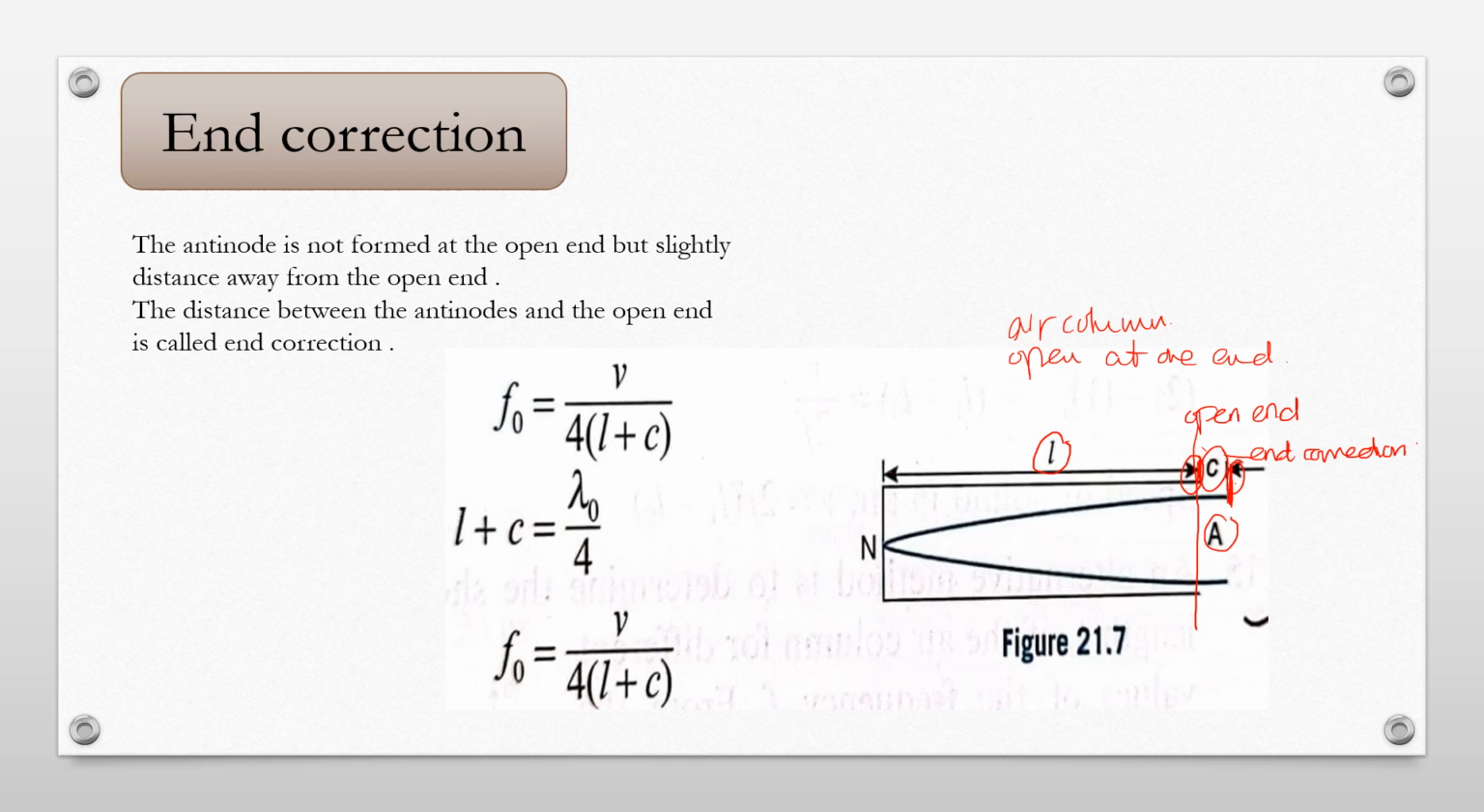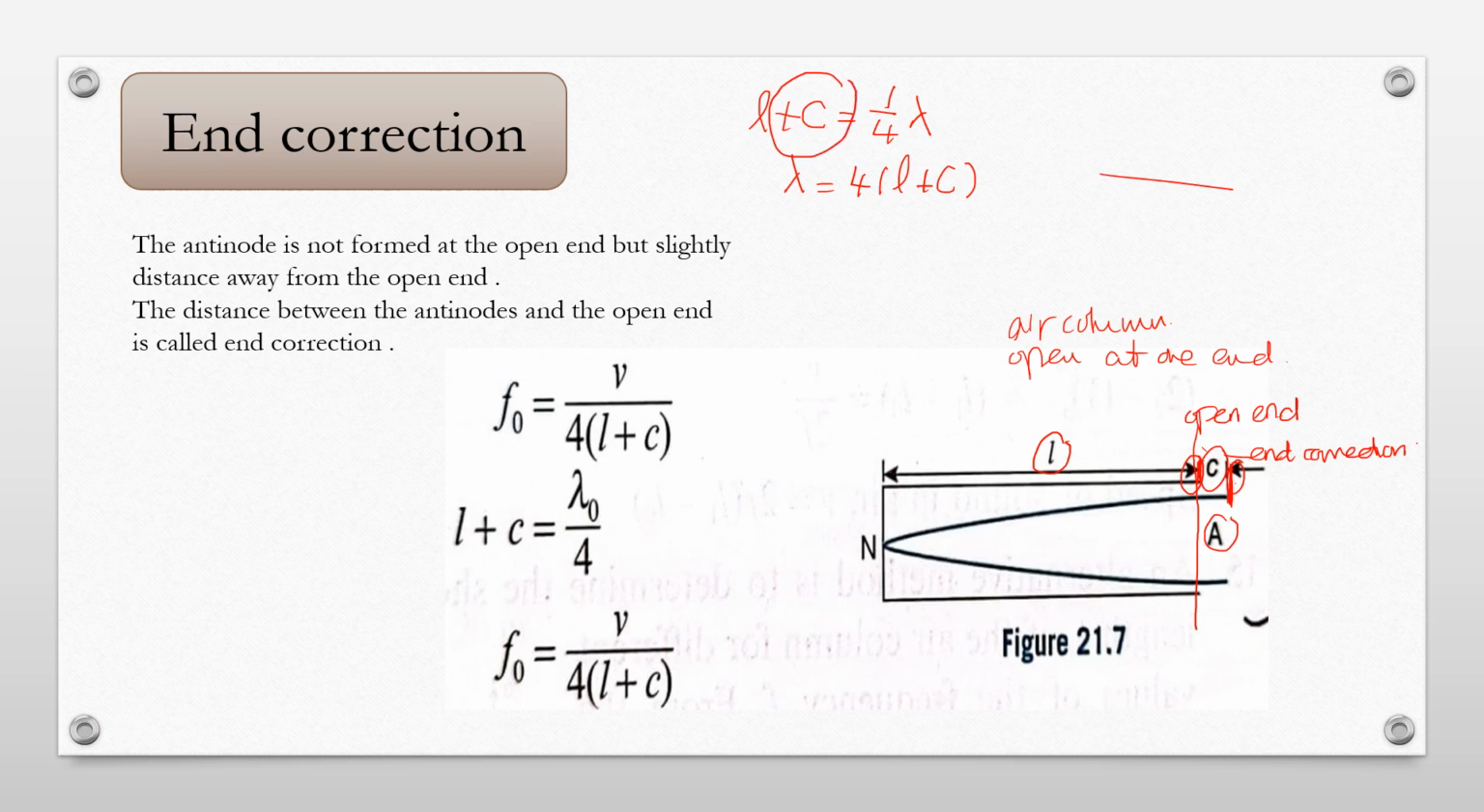So what you must do is, when you know there is an end correction, we know the basic is like this, open at one end. I'm going to write down here: L plus C equals quarter lambda. So lambda equals 4 times (L plus C). So you just have to add C.